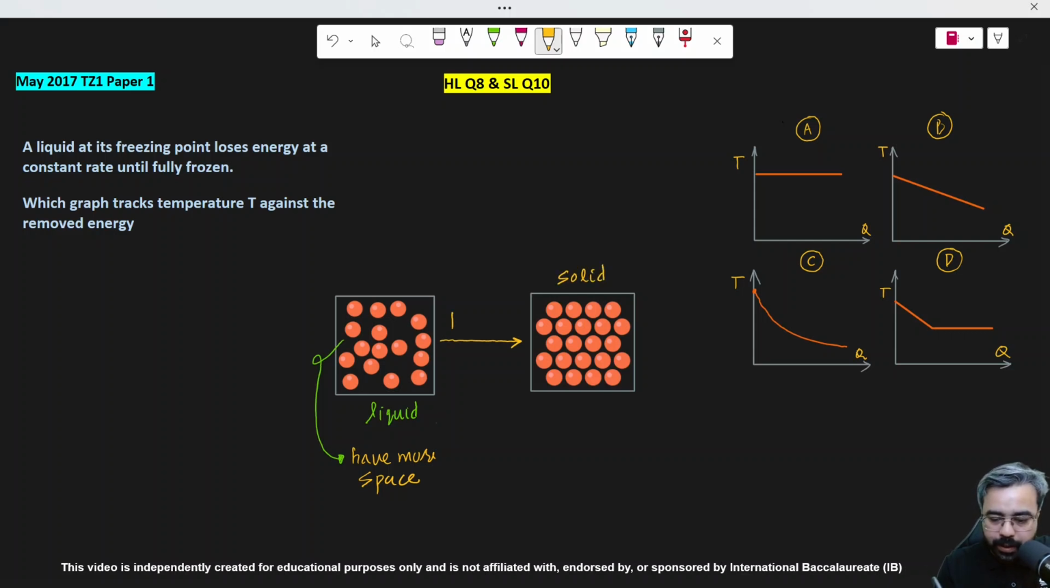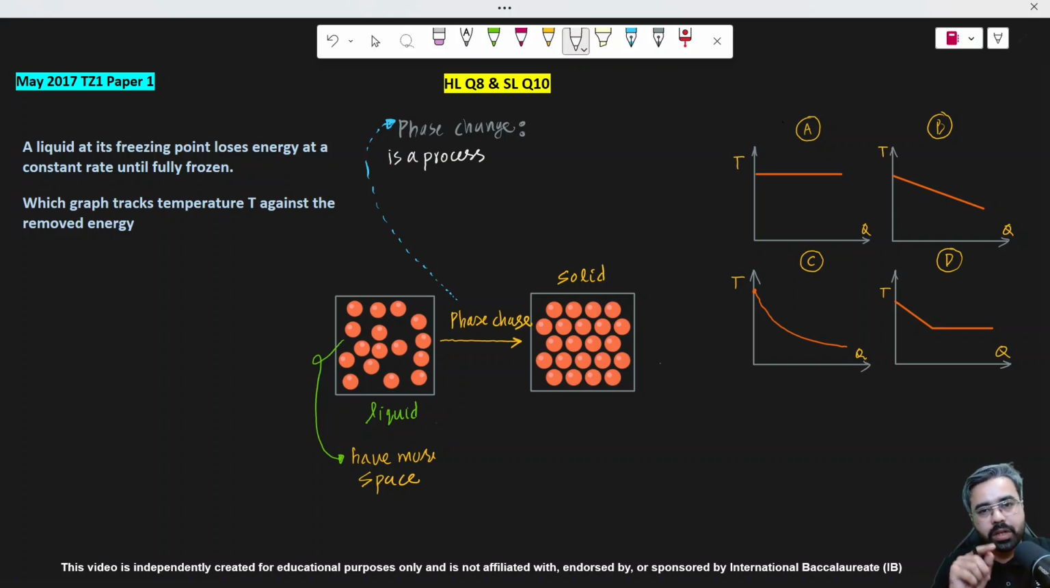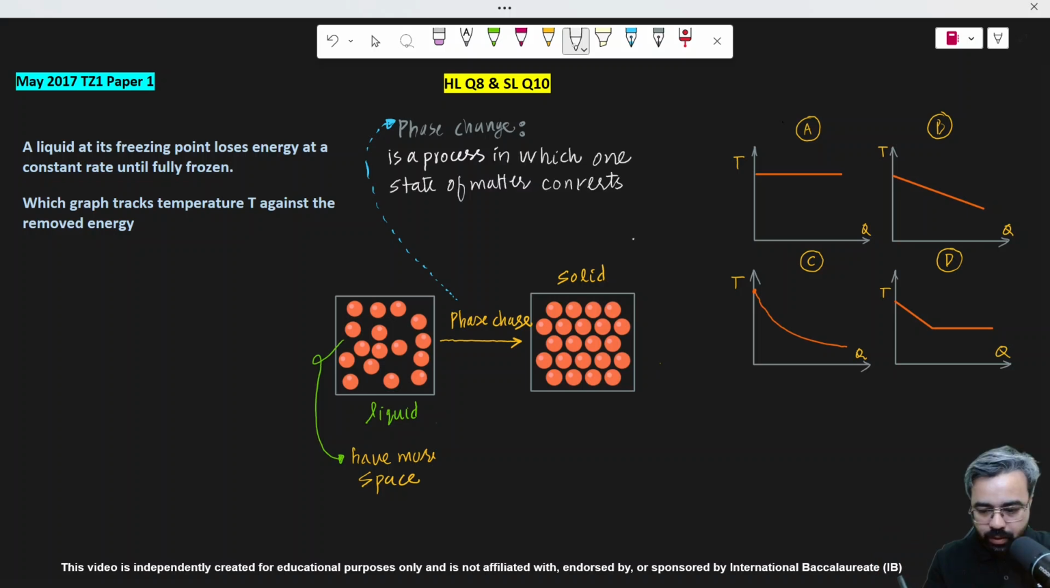So basically, what is a phase change? First of all, try to understand this. It is a process during which one state of matter converts into another state of matter at constant temperature.